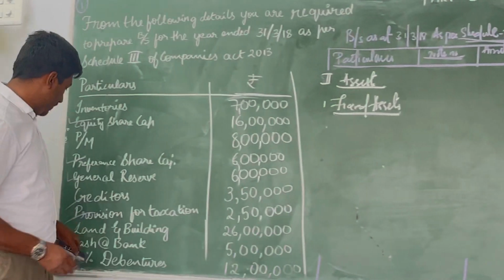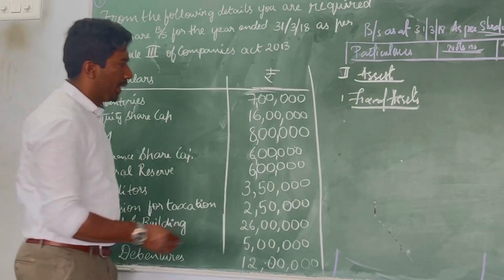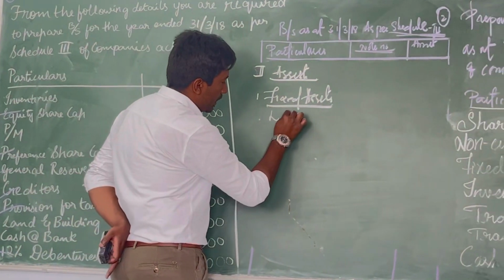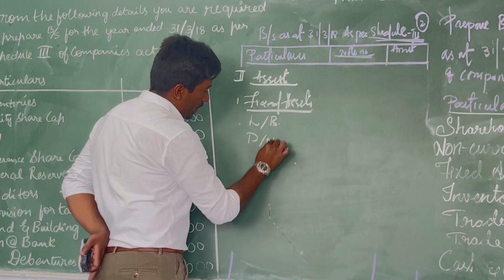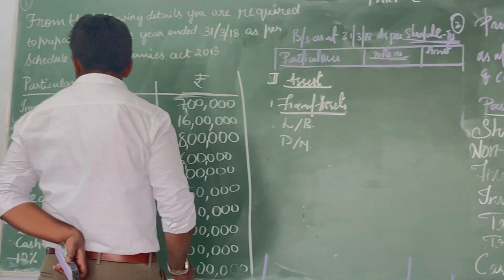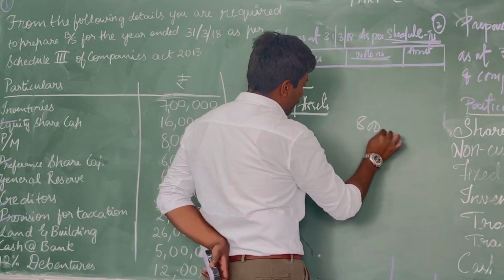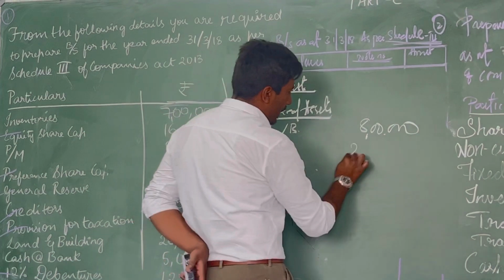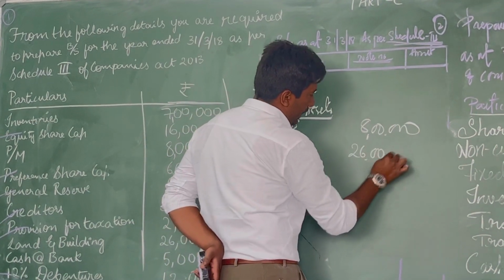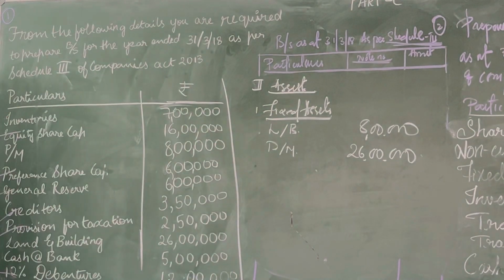So, here first we have land and building and plant and machinery. Land and building and plant and machinery come under fixed asset. So what is the amount they have given? 26 lakh. Over. Then next, what have they given?